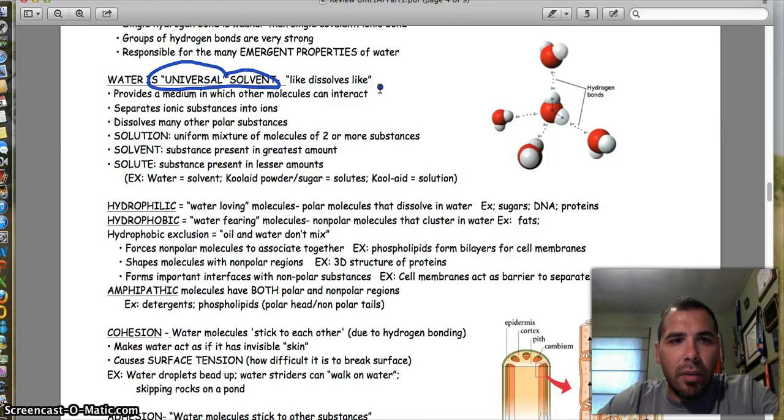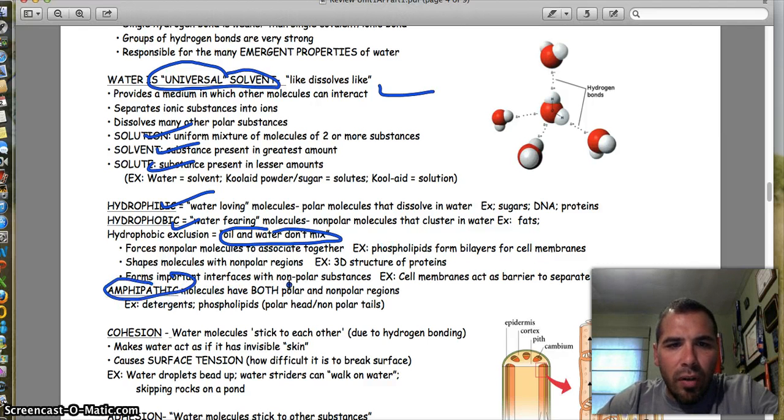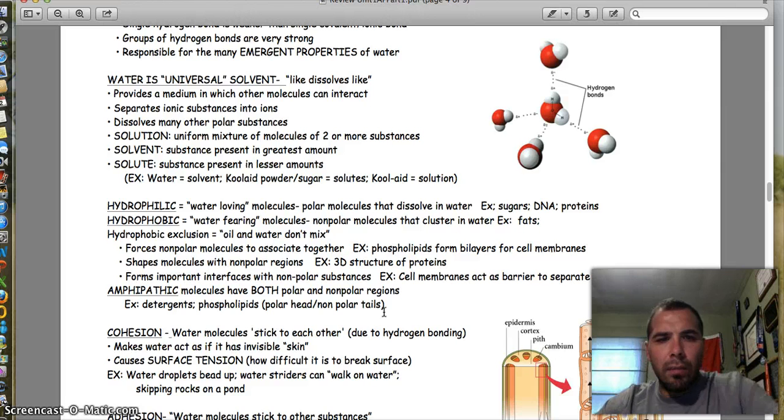Like dissolves like. We talked about that. Provides a medium. Hope you know what a solution, a solvent, and a solute is. Hydrophilic and hydrophobic, I think you guys know. Oil and water don't mix because of interaction. Phospholipid structure. Amphipathic molecules have both polar and nonpolar regions. We didn't talk about that much, but detergents and phospholipids, when we talked about the phospholipid bilayer, that's amphipathic.